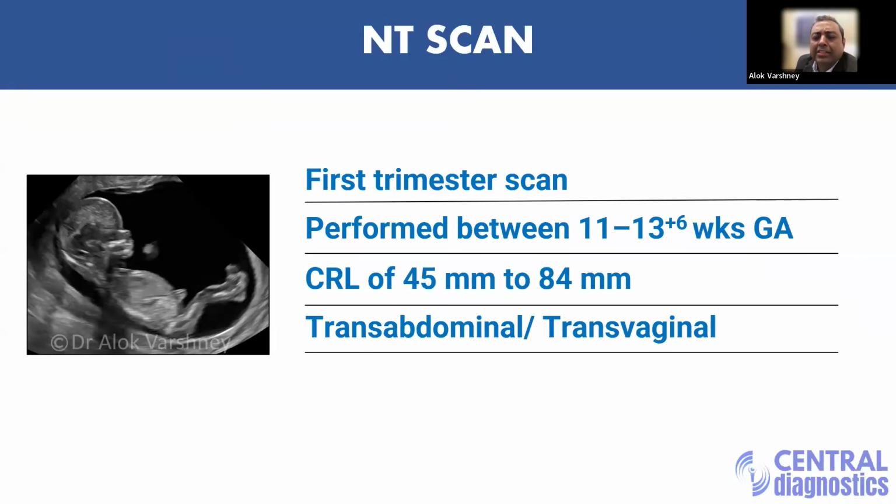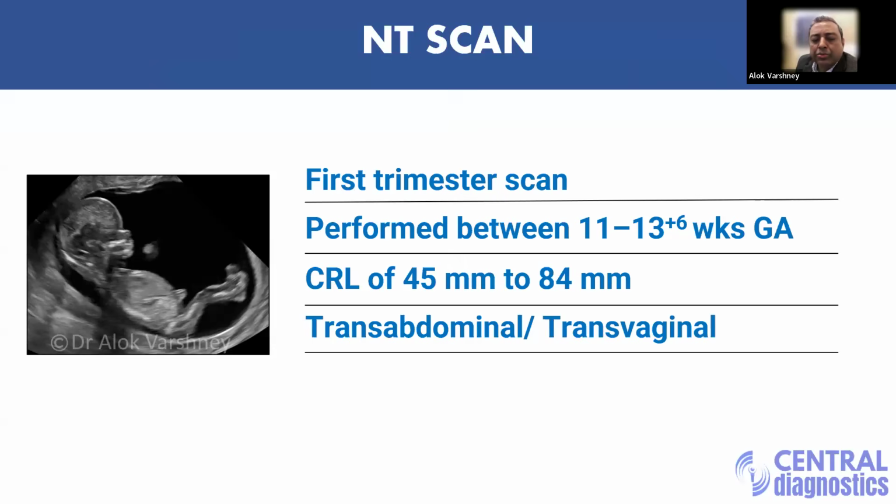All right. So what is NT scan? It is one of the first trimester scans. One is the dating scan, and then at 11 to 13 weeks 6 days, we do an NT scan when the CRL is 45 millimeters to 84 millimeters. And we generally do it by a transabdominal route.